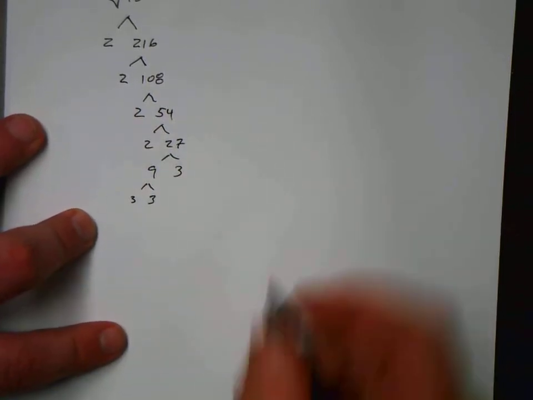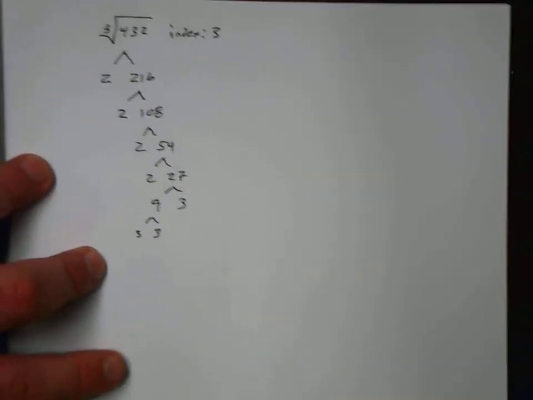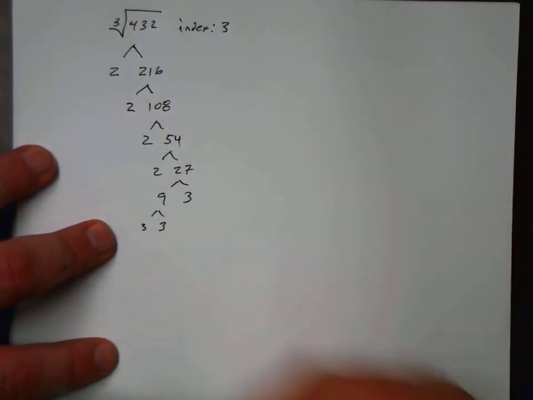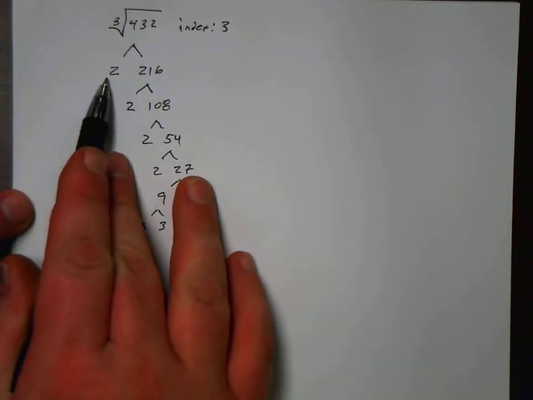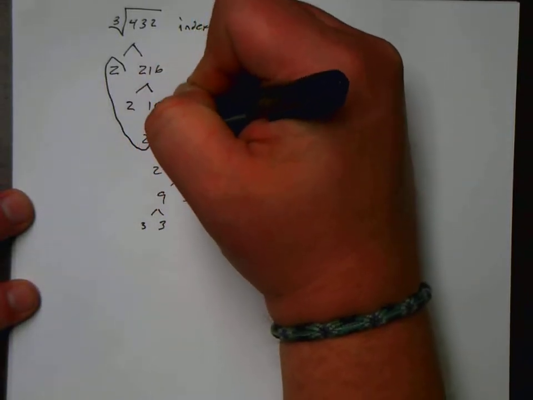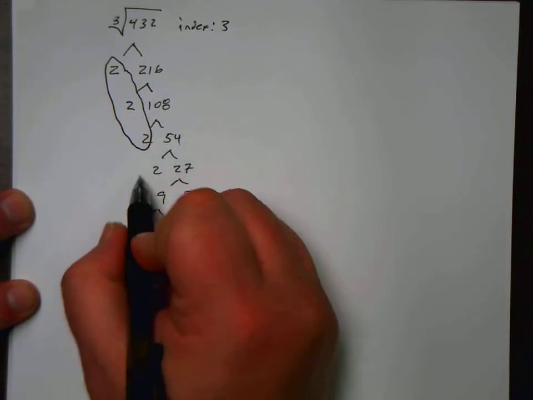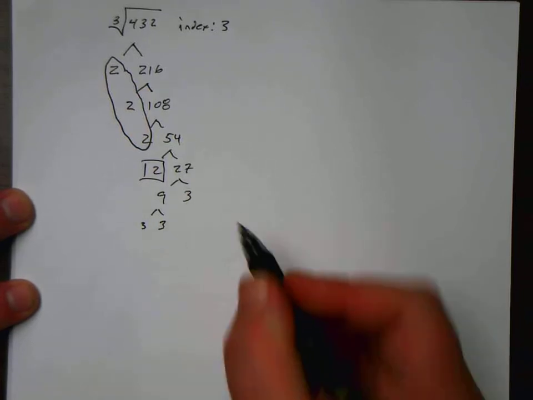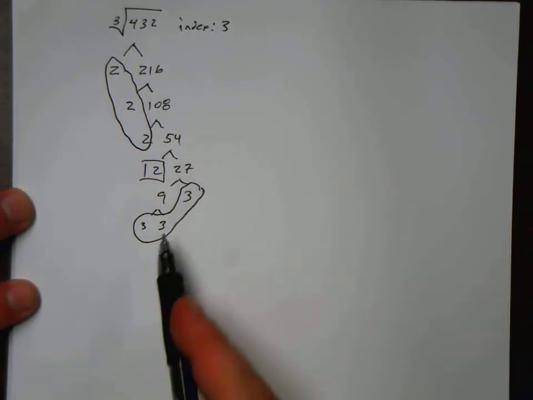All right. Now, my index is a 3. So here I need to collect factors, the same factor, in groups of 3. So here's a 2. I need 2 other 2s to go with it. So 1, 2, 3. So here I have 3 2s. All right, here's a 2, but I don't have any other 2s to go with him. So I put him in a box. 3, there's 1, 2, 3 3s, so I could group those together. And that's it.